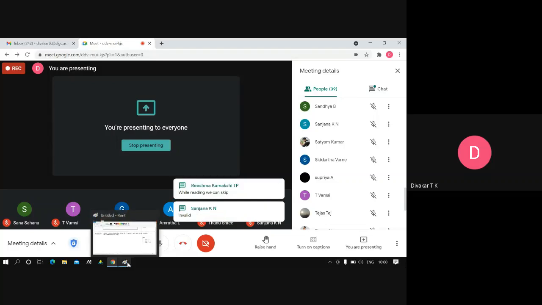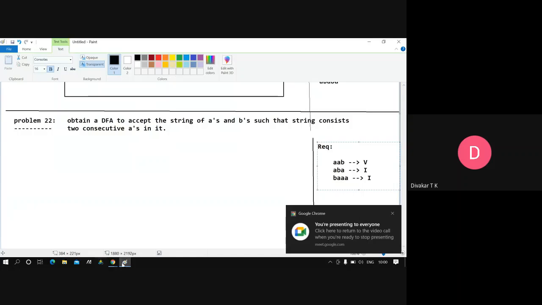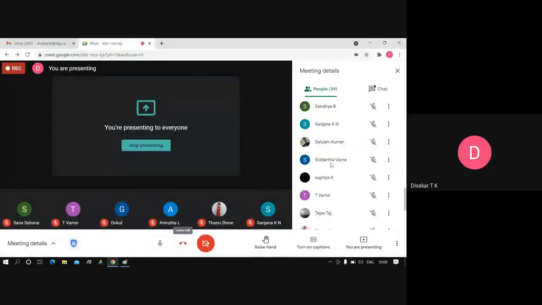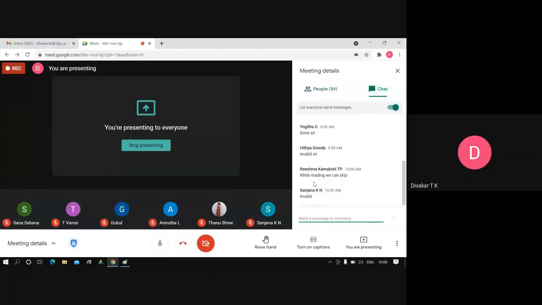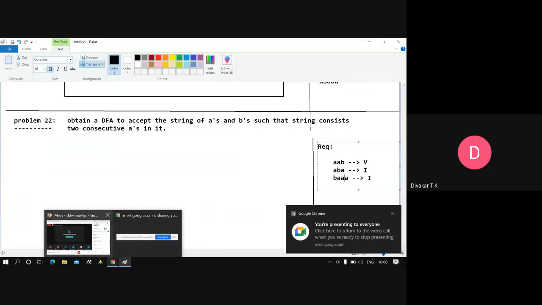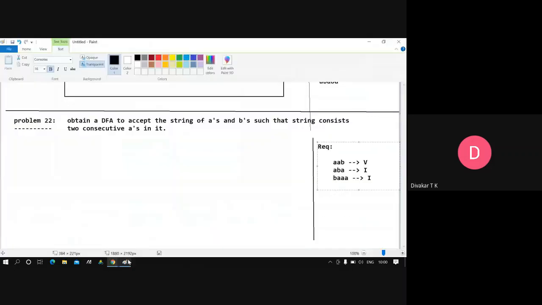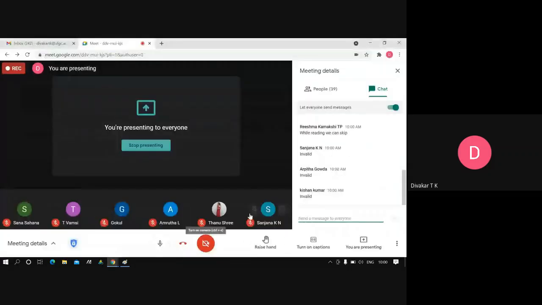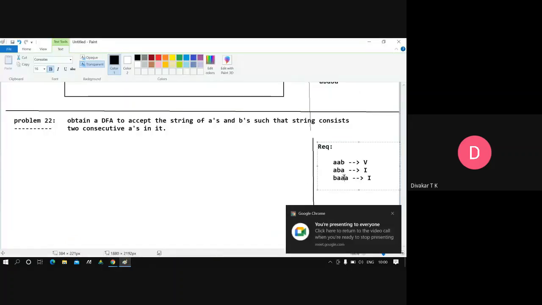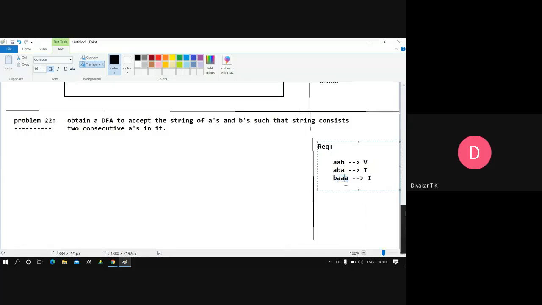While reading, we can skip. Okay, I got a couple of answers, guys. Rishma says while reading, we can skip. Very good. That is also a considerable answer. Sanjana, invalid. Okay, I don't want just invalid, I want proper answers. Vamshi and Kamakshi told it well.